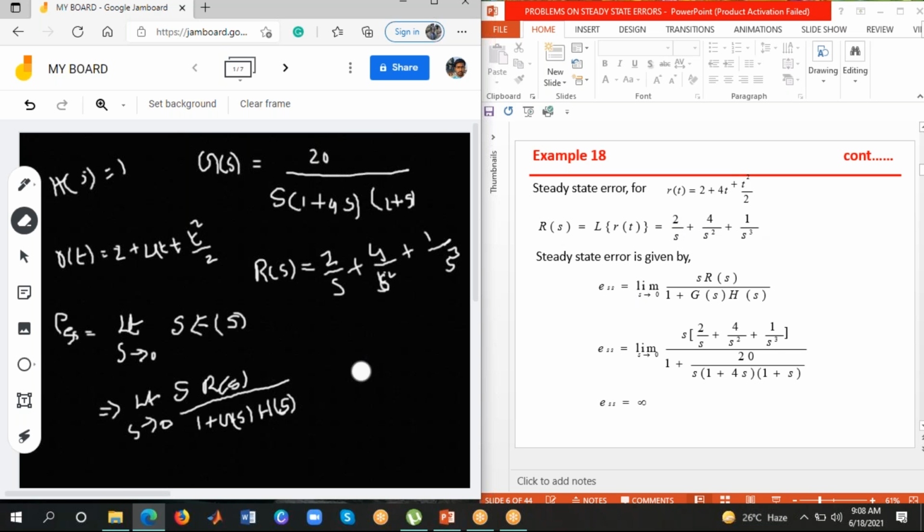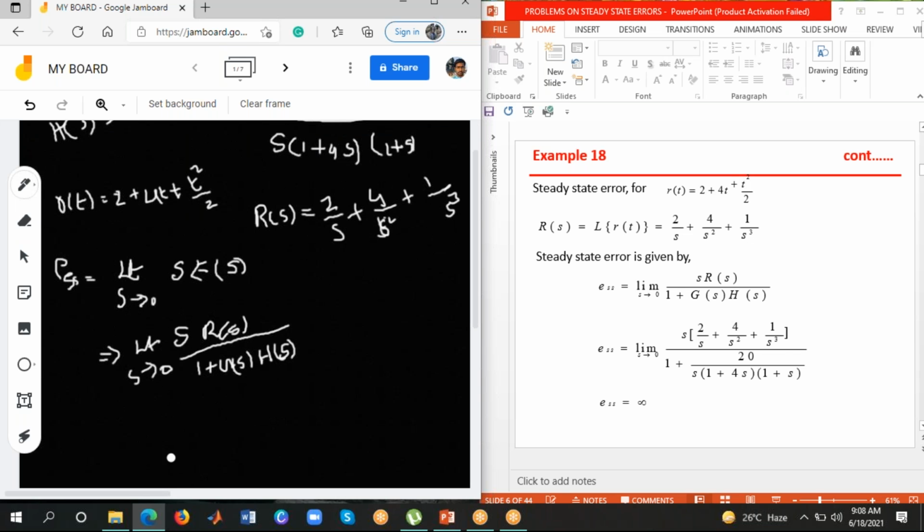Now if you substitute this R of s here, see what you will get. Limit s tends to 0 of s into R of s divided by 1 plus G of s H of s. So I am going to substitute R of s here: s into 2 by s plus 4 by s square plus 1 by s cubed. If you substitute limit s tends to 0, the denominator has the s term, so 20 divided by G integrator is infinity, that is 1 plus infinity.